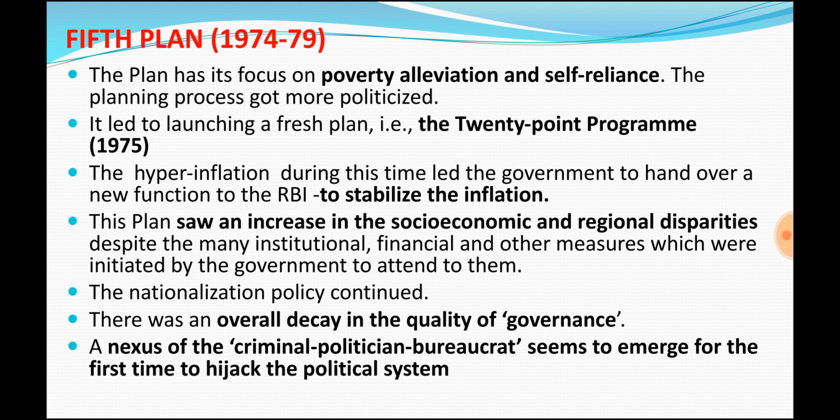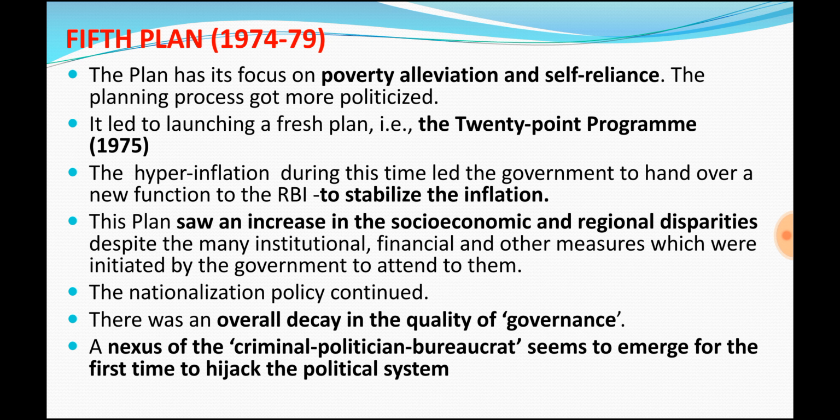So the fifth plan was launched in 1974-79. Okay, and this plan focused on poverty alleviation and self-reliance. In fact, as I said earlier, the fourth plan was a huge failure, and there was huge poverty in India. Okay, and as a result, this plan got more politicized, with slogans like poverty alleviation and self-reliance. And this time a new program was also launched called the 20-point program in 1975. Okay, we will see the 20-point program separately. This was launched in 1975.